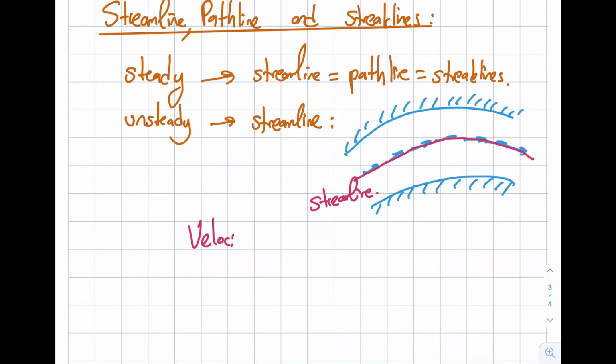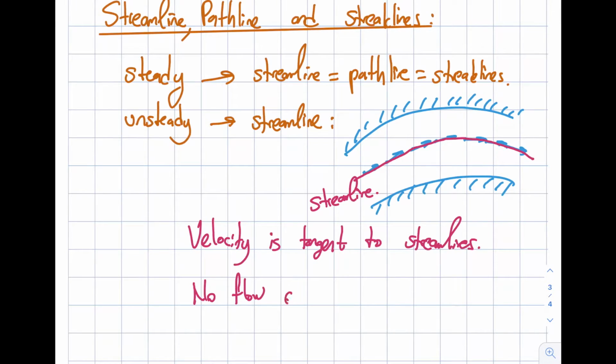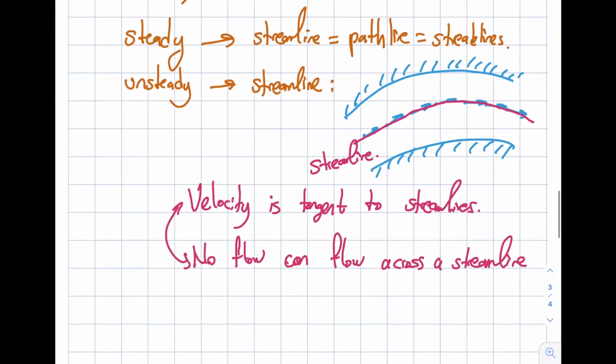Velocity is tangent to streamlines. This part is important. And another point that I want to make is no flow can flow across a streamline. Let me explain. Actually, these two are kind of related to each other. As the velocity is tangent, think about it. If velocity is tangent, how can it cross it? It's tangent to it. In real life, I have infinite number of streamlines, and what I'm saying is they're not going to cross each other.